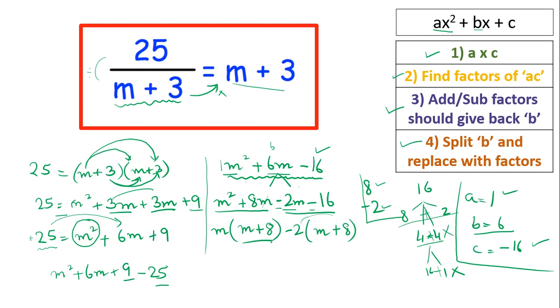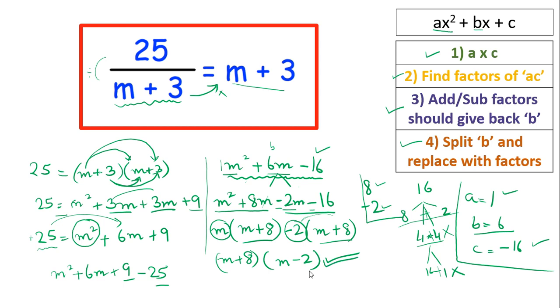Now I have m plus 8 and m plus 8. Now these two factors, m plus 8 and m plus 8, can be written down as one single factor, m plus 8. And the other factors that are standing outside, that is m and a minus 2, you put them inside one single bracket. So m minus 2. Now these are my two factors, m plus 8 and m minus 2.